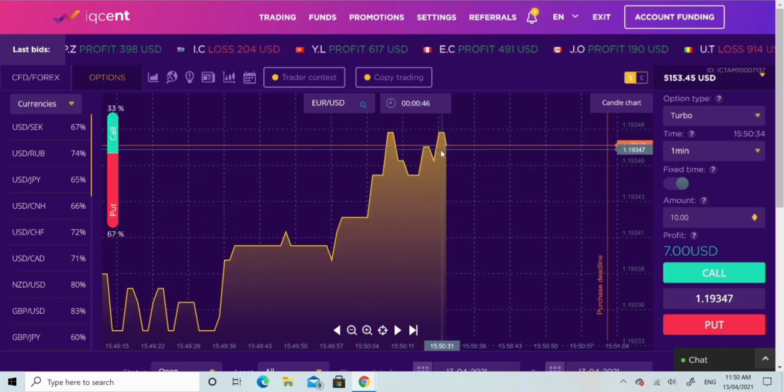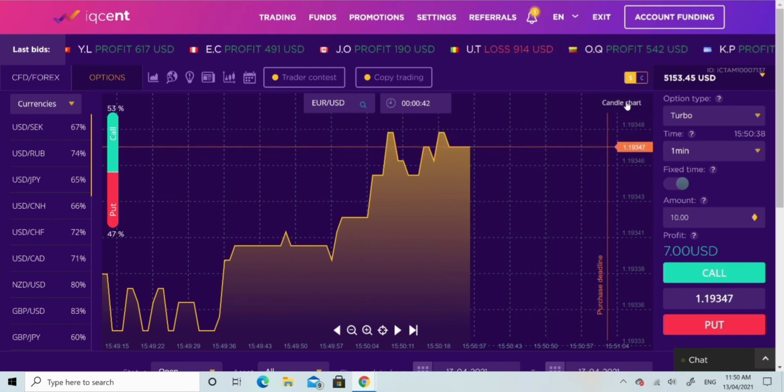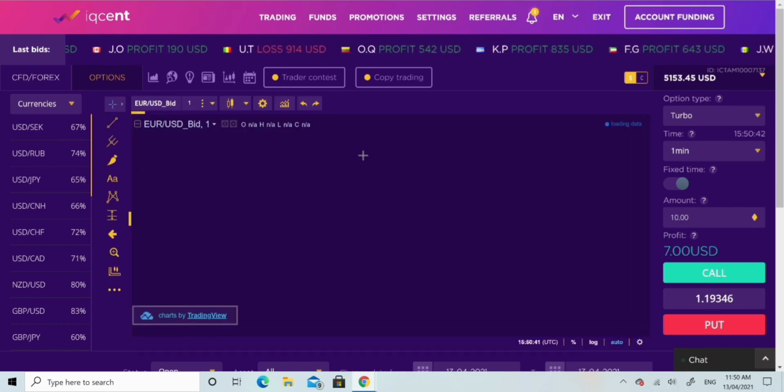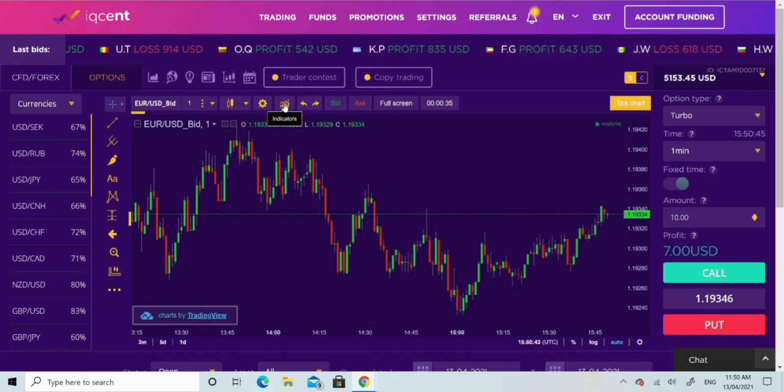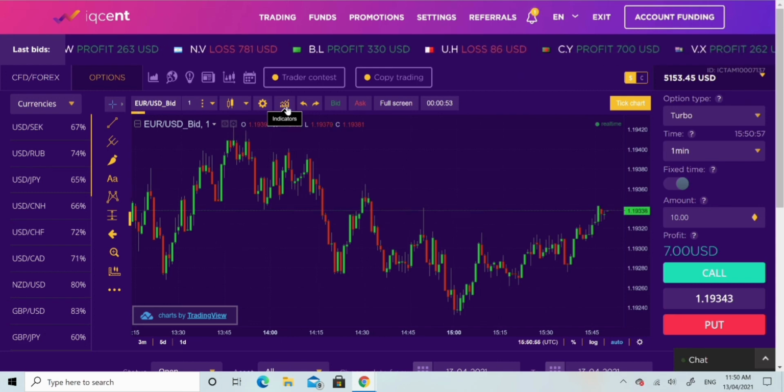All right, so there you have it. This is the line chart. If you want to get the candle, you go to candle chart here. Then the candle charts will come up. And you just go to indicators, and you do the same thing that I just mentioned with the indicators. There's a time there, however. Candles and the indicators. All right, so there you have it.